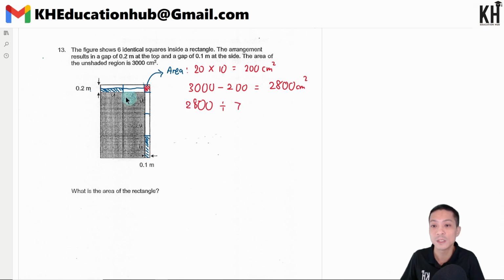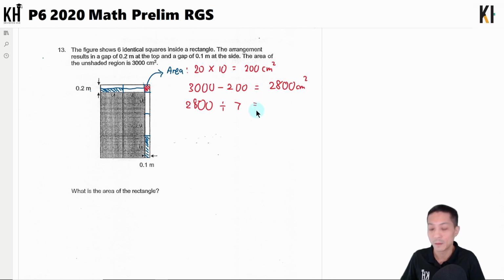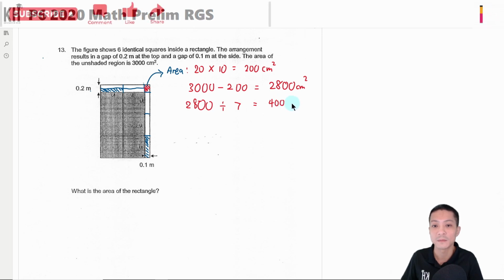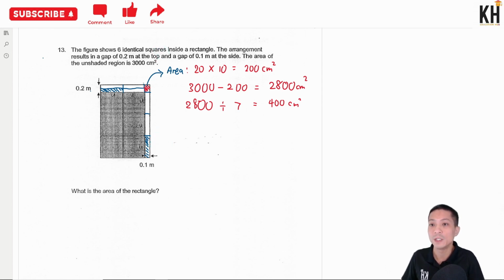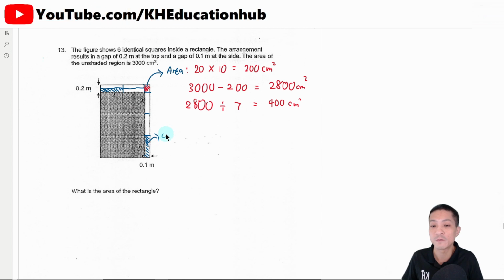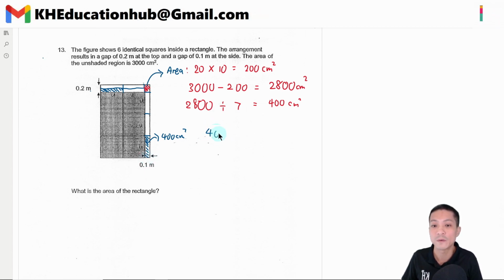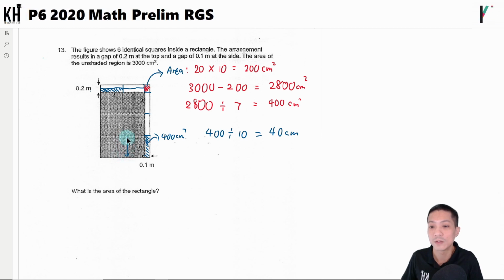So this 2800 is actually equal to the 7 rectangles: 1, 2, 3, 4, 5, 6, 7. Divided by 7 is going to be 400. So the area of each one of these is 400 square centimeter. We know that the breadth of it is 10 centimeter. So the next step is to use 400 divided by 10. That will give me 40 centimeter. That means here to here is 40 cm.